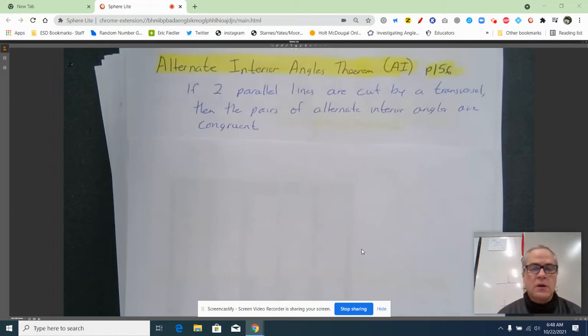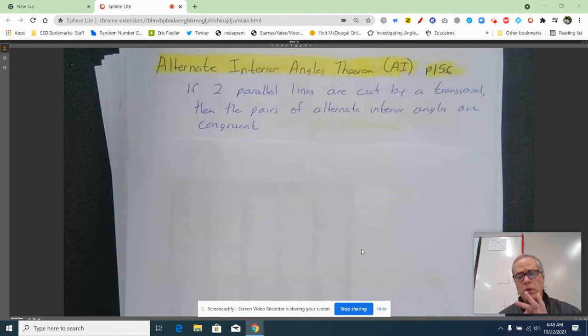Everybody. Here are three theorems. We just, in the previous video, talked about the corresponding angles postulate. Remember, a postulate is a statement that you have to accept as being true without proof. These three are theorems that can actually be proven from the corresponding angles postulate. I'm going to show you some examples, one of each of these three.